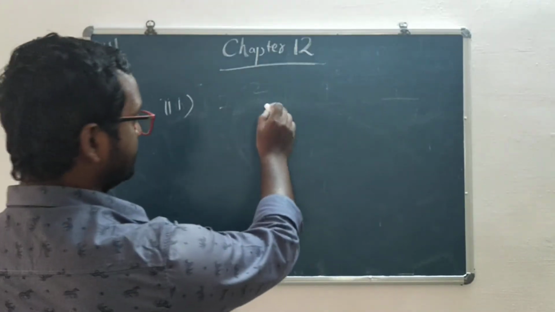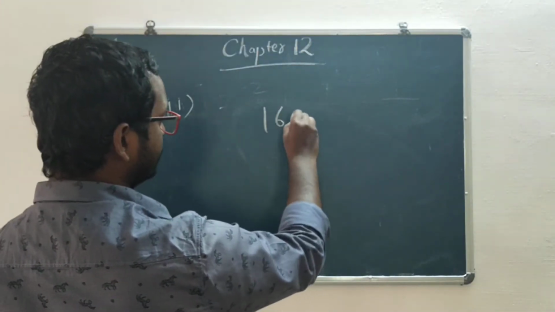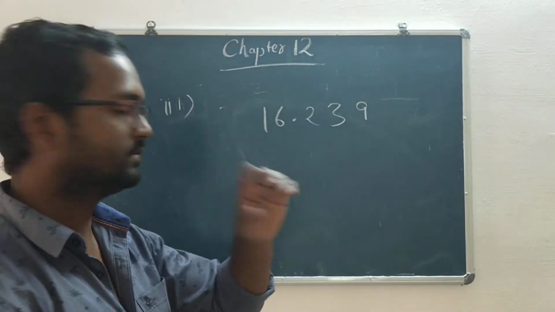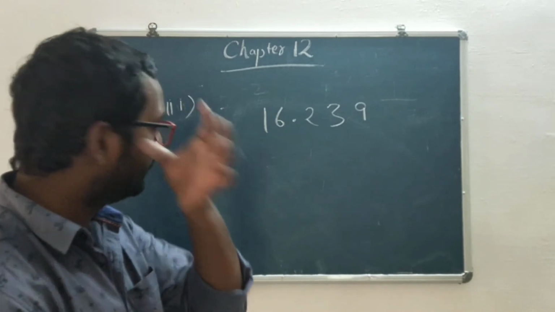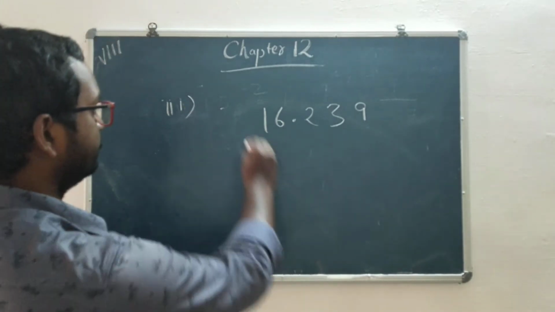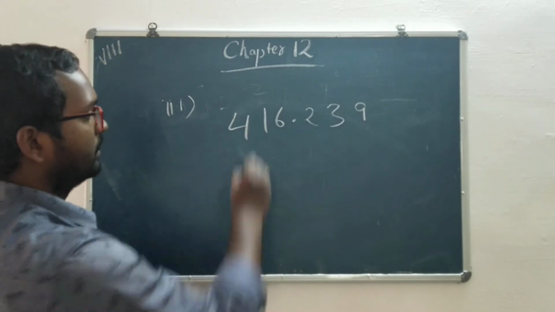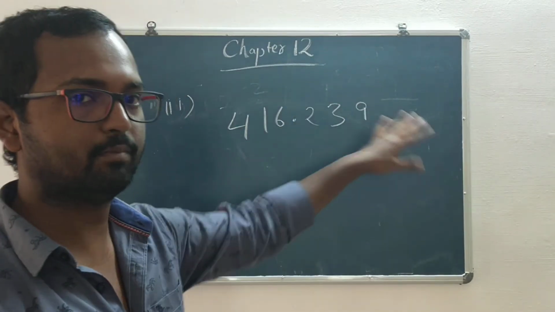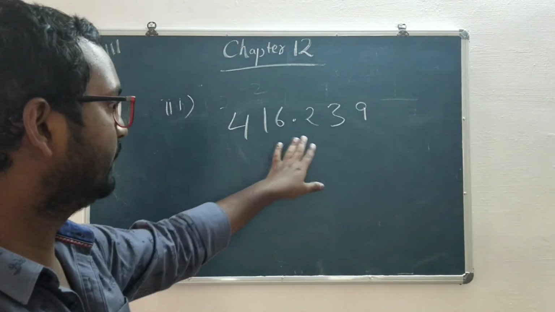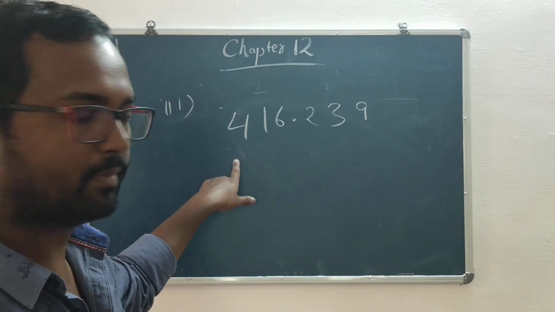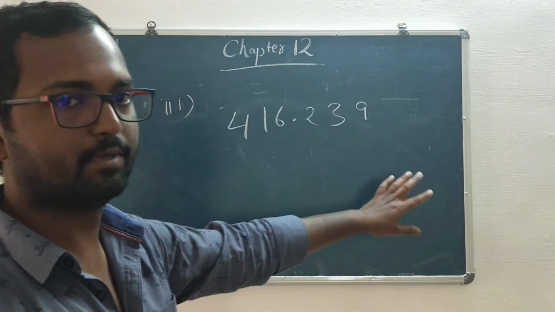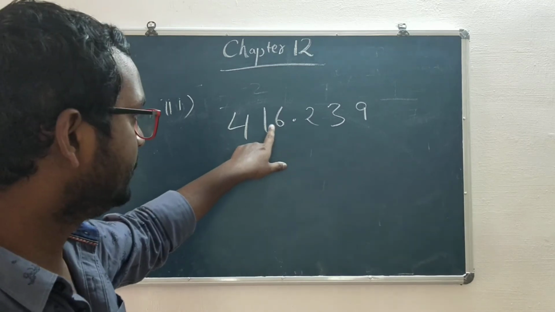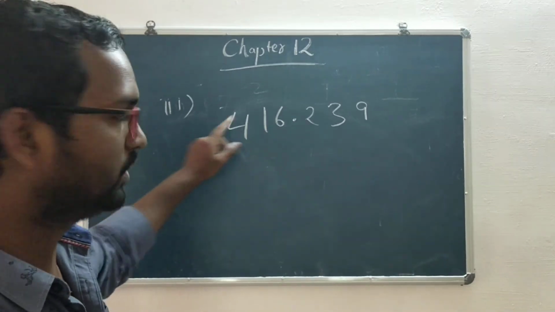If I write a decimal here, which is 16.239, you have studied this in 6th class. Okay, in the decimals chapter you have studied that towards the right of the decimal it's the decimal part, towards the left of the decimal it's the whole number part. So towards the left we say ones, we say tens. This position is called the ones position.